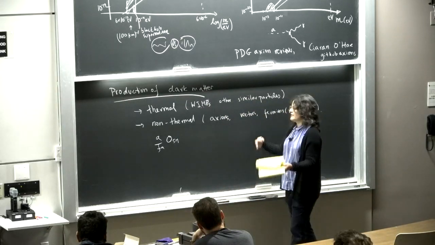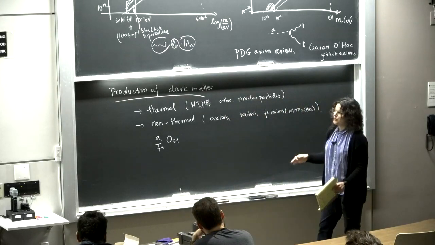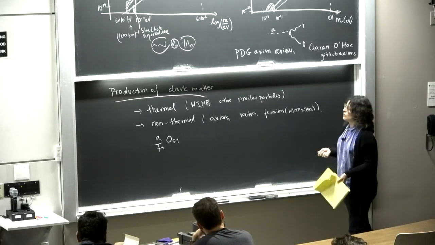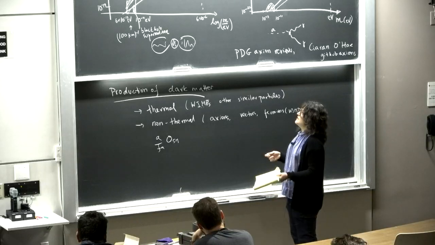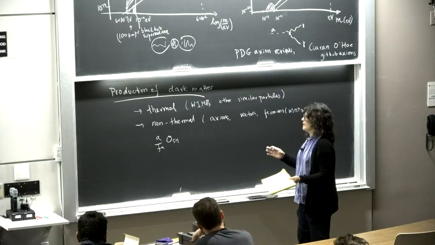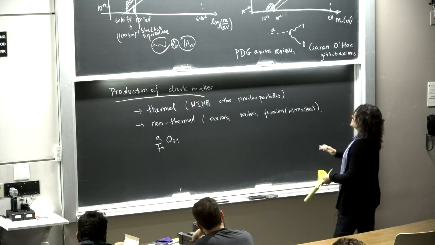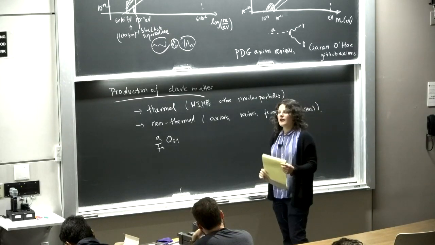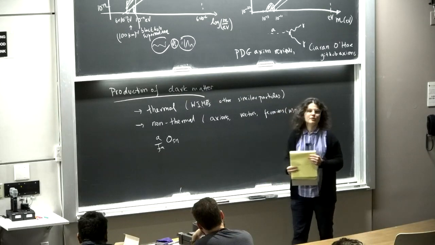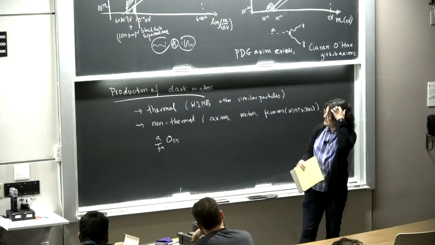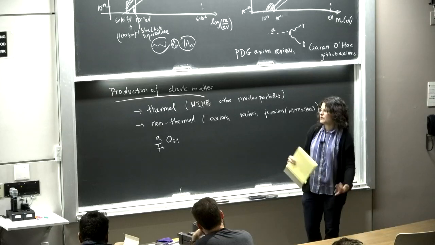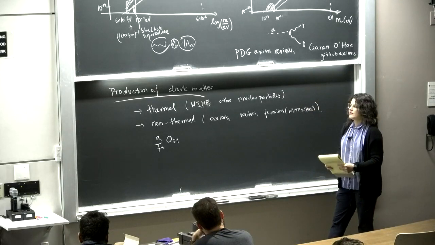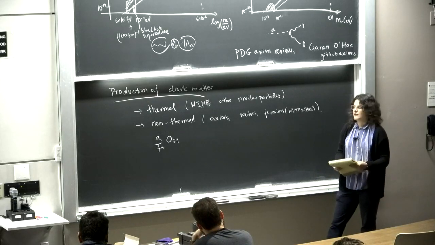For example, if inflation ended and we reheated to 10^14, 10^15 GeV, we will potentially be able to see evidence of some population of thermal axions in cosmological observations because they were produced. But they're not produced in large enough abundance to be dark matter, and in any case, it would not be good dark matter if they were produced thermally.